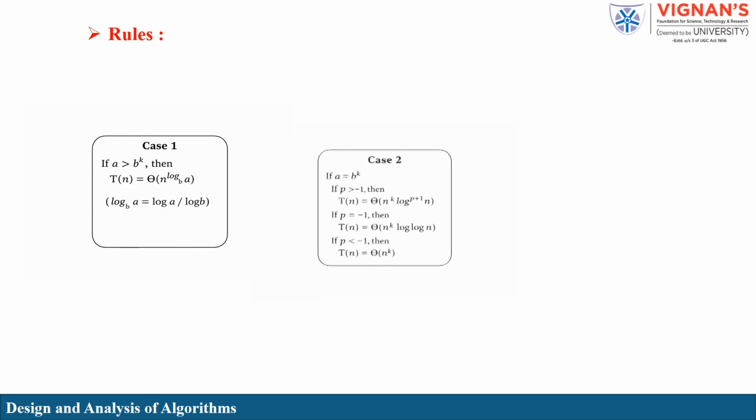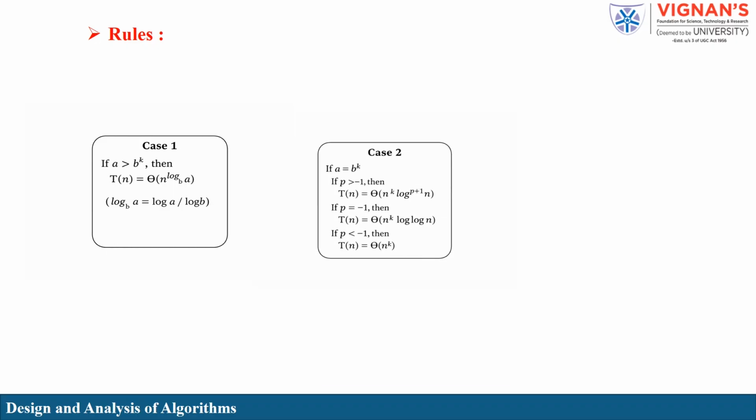Case 2. This case occurs when the number of subproblems and the work done at each level are balanced. Both recursion and extra work contribute equally to the total time. Because of this balance, a logarithmic factor appears in the final time complexity.